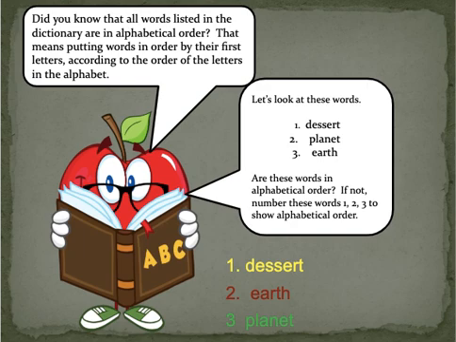Did you know that all words are listed in the dictionary in alphabetical order? That means they're putting words in order by their first letters, the first letter, then the second letter, and so on. So let's take a look at these three words: dessert, planet, earth. Are these words in alphabetical order? No, not really, because dessert would be first, earth would be second, because we go from D to E in the alphabet, and then planet would be third.